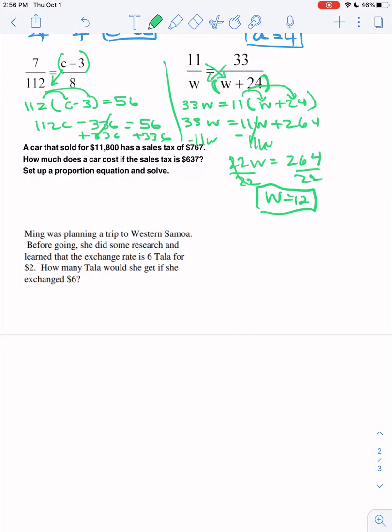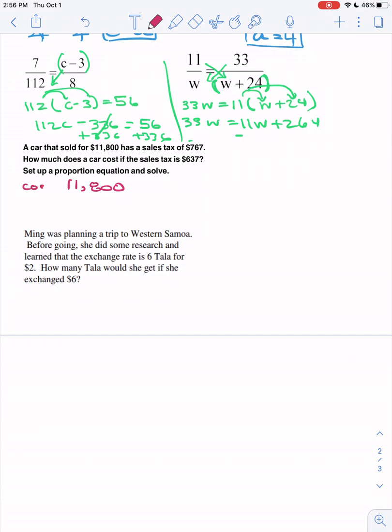Let's do the same thing, but this time we're going to have to set up our own proportion with a word problem. Again, I'm going to need to erase, make a little room for us to work here. Pink this time. It says a car that sold for $11,800, so I'm going to write that down. $11,800 was the cost. Has a sales tax of $767, and that's tax. So the cost of the car is to tax as, how much does a car cost? So that's our unknown, our cost, if the sales tax is $637.